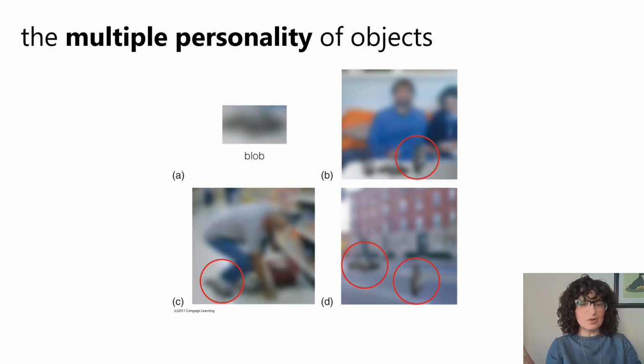This stimulus, though, I love it. It comes from a study that looks at the multiple personality of objects. And here's that original blob, and now the various examples of the blob in different low resolution scenes. So that low resolution was necessary in order to give some ambiguity to what it is the object might represent.